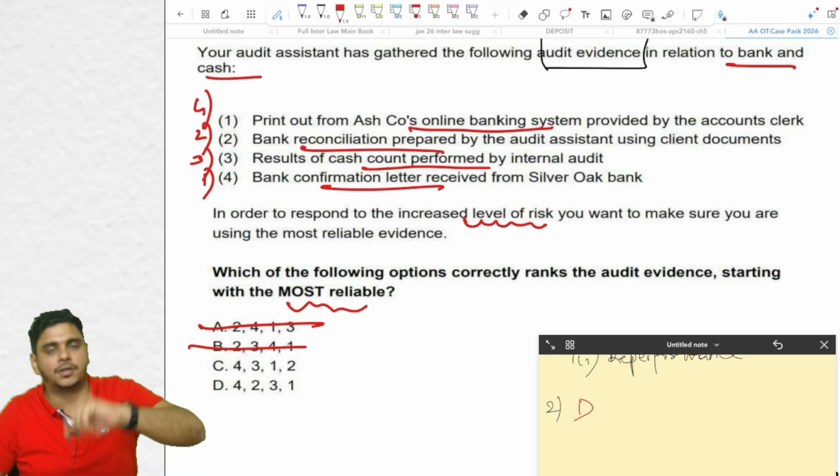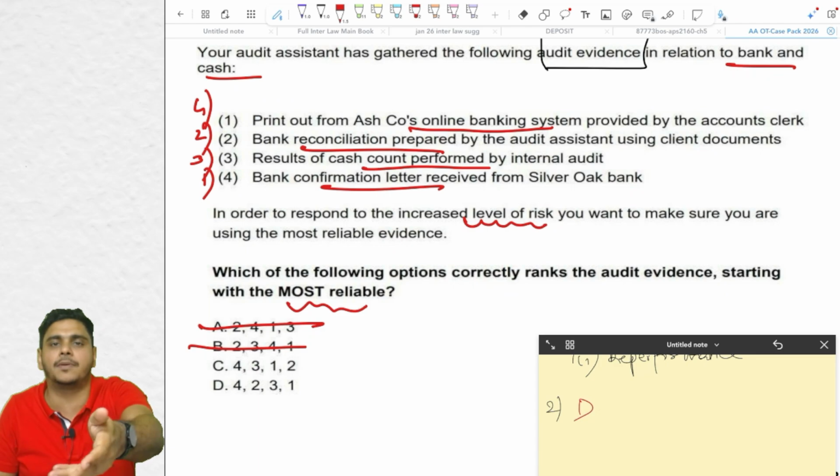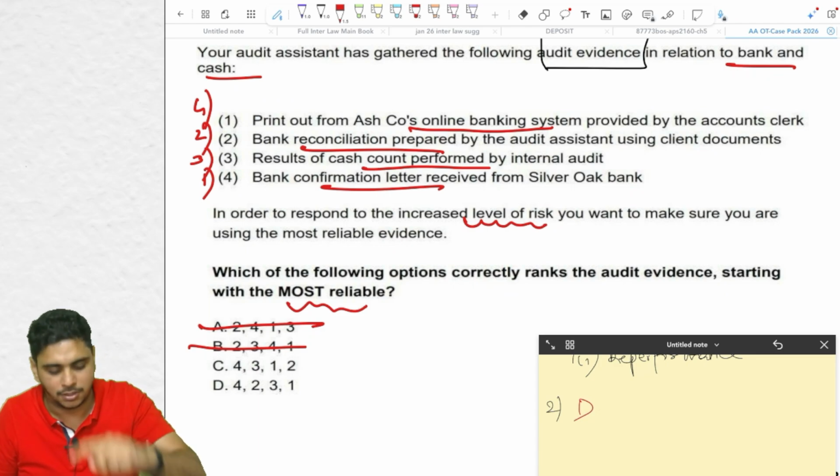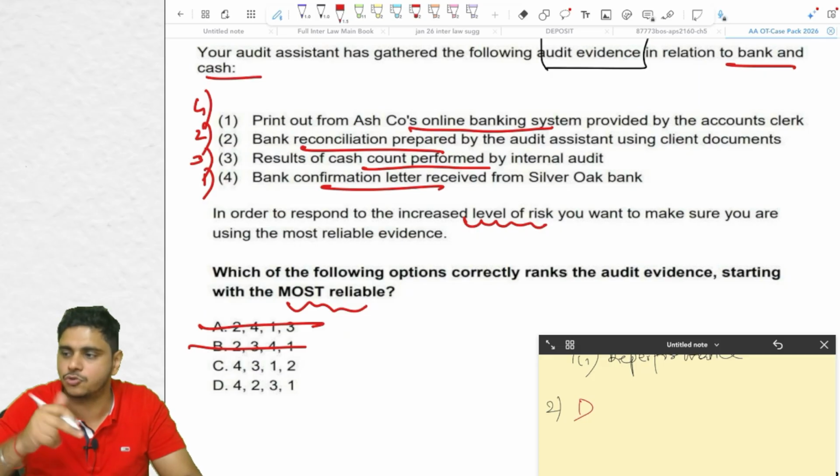They are asking which one is the most suitable audit evidence. So, sir, external one is reliable. External is confirmation. That is the first one. So A and B get cancelled. You are left with C and D. Then choose between C and D.